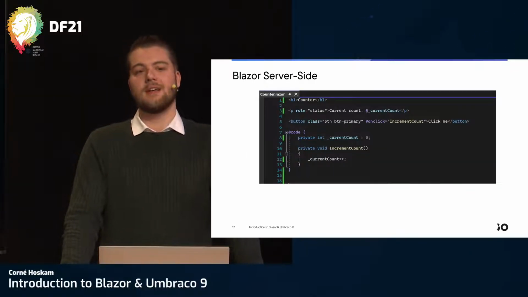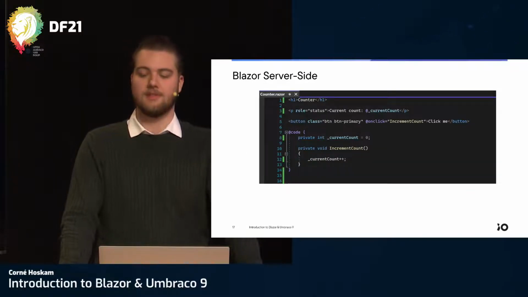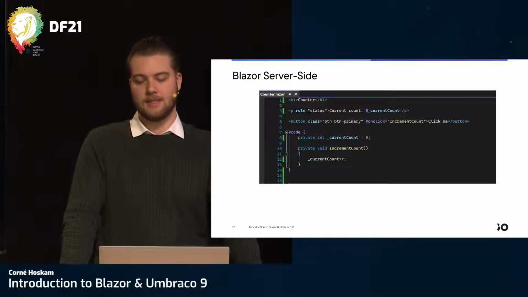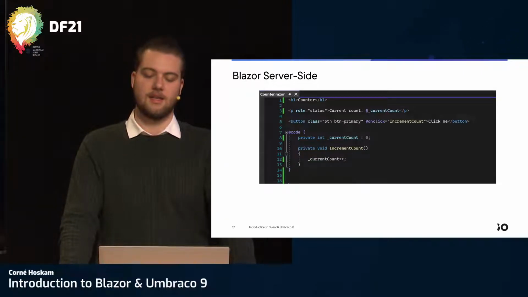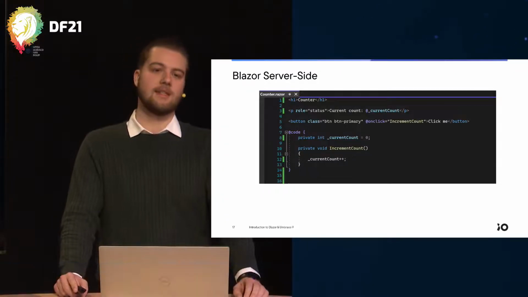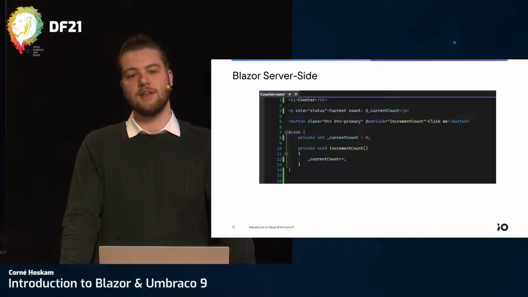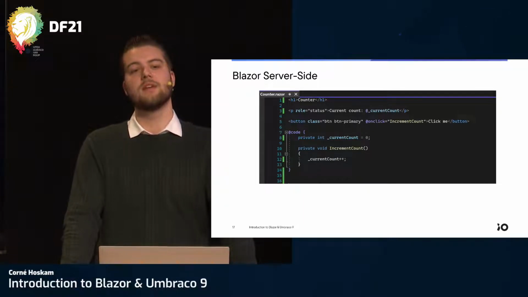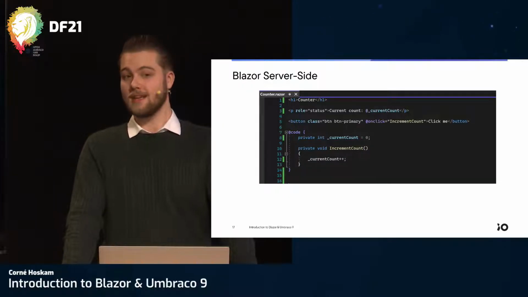So let's take a look at a quick example for those who haven't used Blazor before. When we do a fresh install of Blazor, one of the basic example components that ships with it is a counter. What you can see in this example code is that we have a paragraph and a button, with an onClick event handler calling a function called increment count.